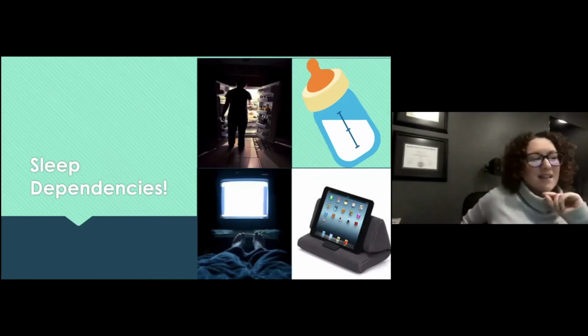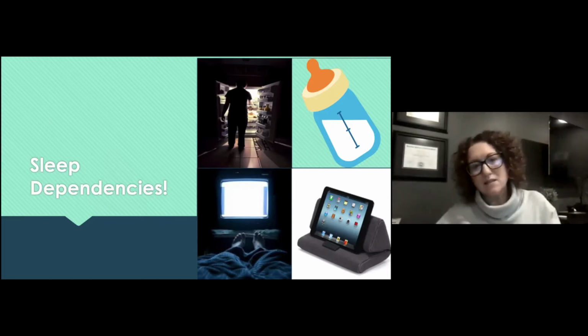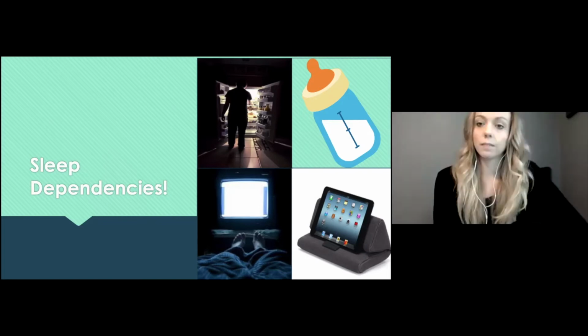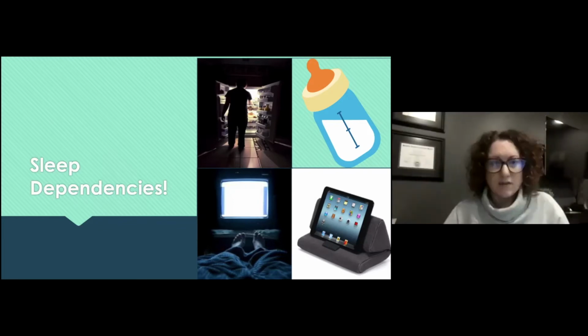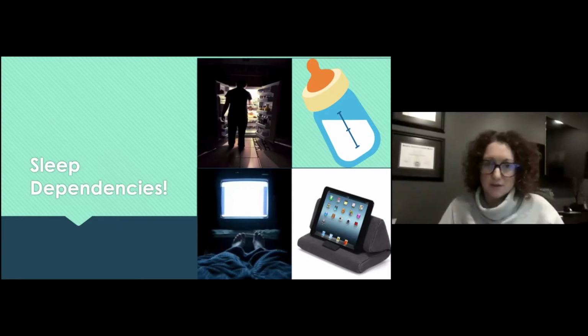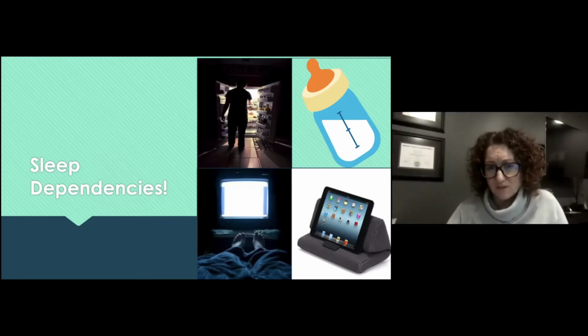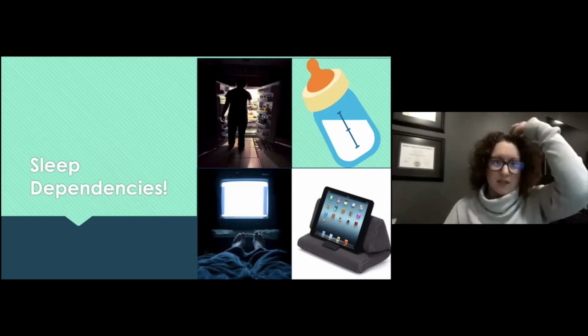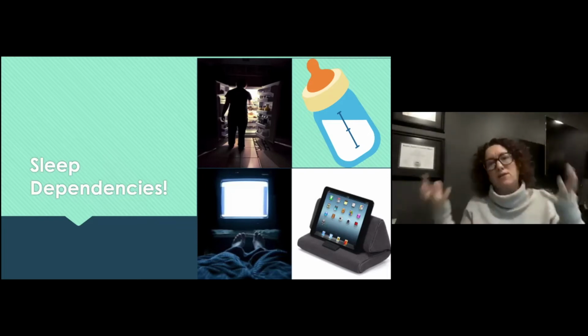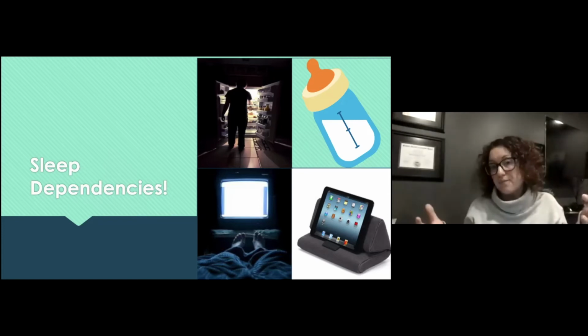So one of the things that pop up with sleep dependencies is the unhealthy ones. And we've got a picture of a bottle there. We've got a picture of an iPad. We've got a picture of food. Sleep dependencies are things that you have to have. Those conditions under which I fall asleep have to be there. And I have a pillow I like, but that's a pretty reasonable sleep dependency because I can take it with me if I go somewhere.